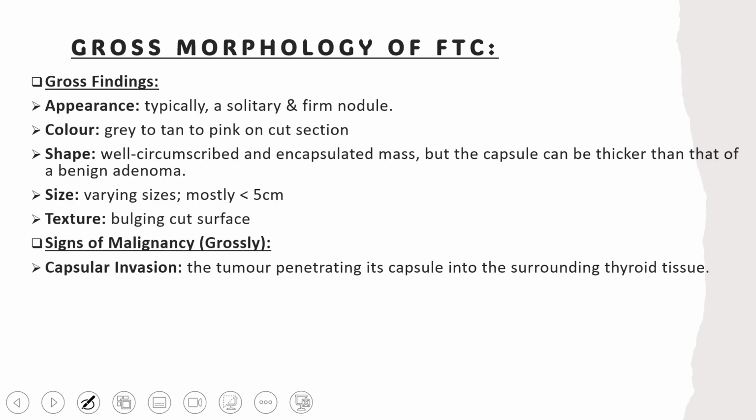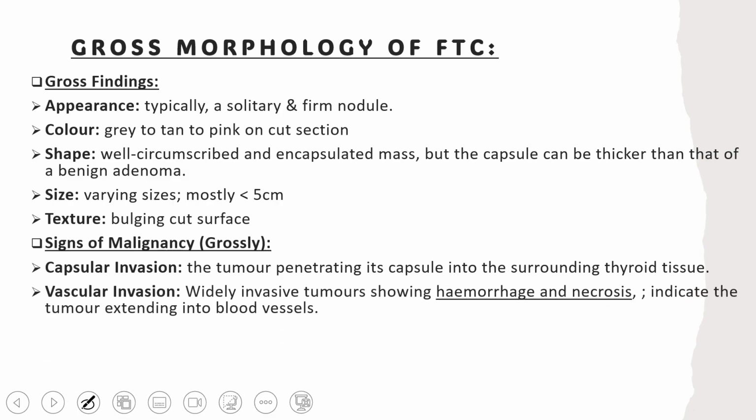The tumor penetrates the capsule into the surrounding thyroid tissues, and also there will be vascular invasion, and that shows the areas of hemorrhage and necrosis. This will also extend the tumor to blood vessels, and this will show the feature or the sign of malignancy.